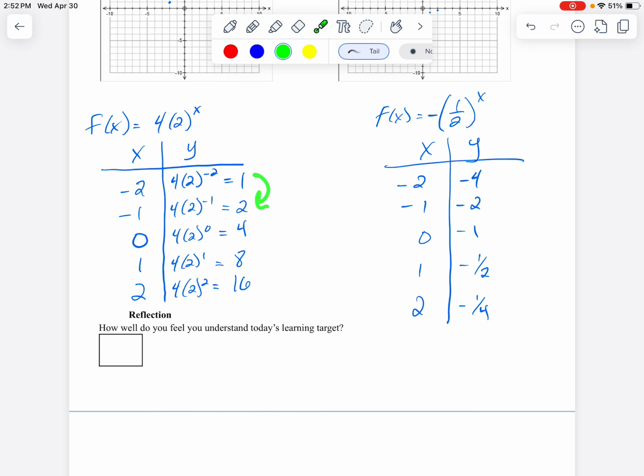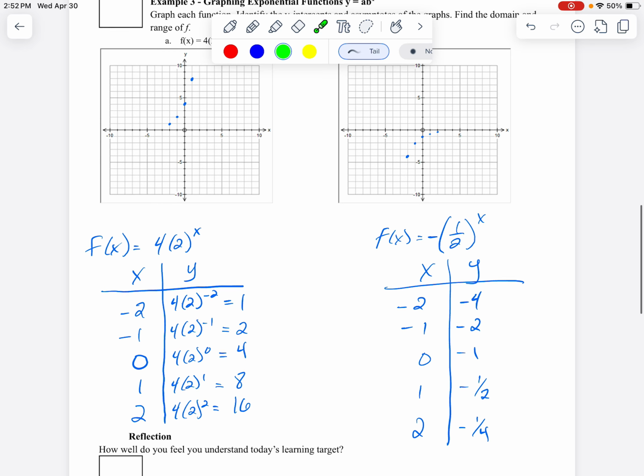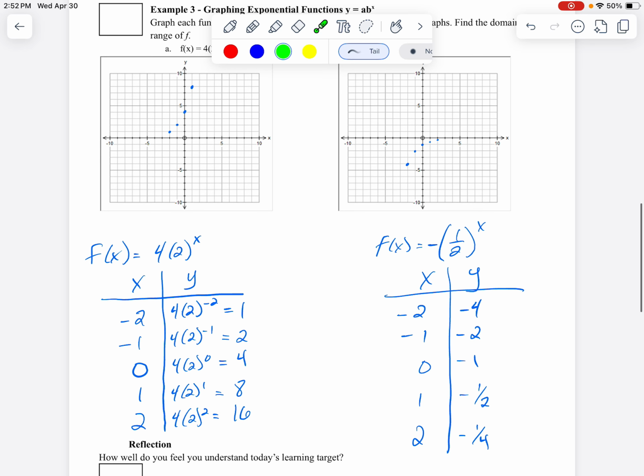What's happening is we're multiplying by 2 every time x goes up by 1, and it's not a coincidence that this value here is 2. That's what we're multiplying by as x goes up by 1. And that's something that we'll look more at in the next chapter as well.